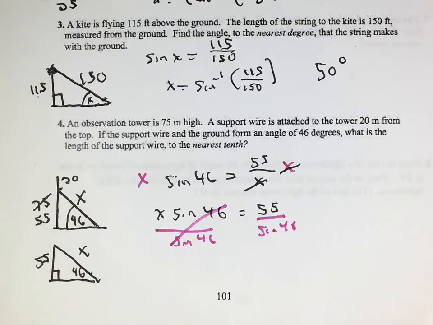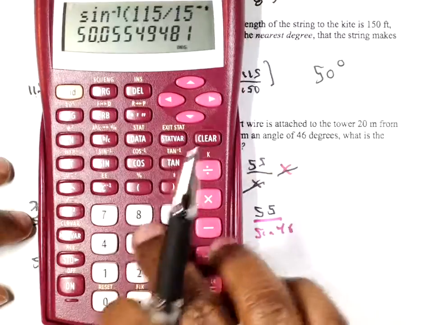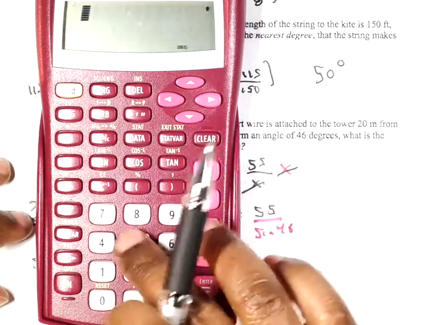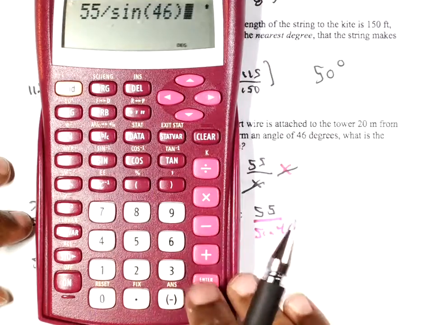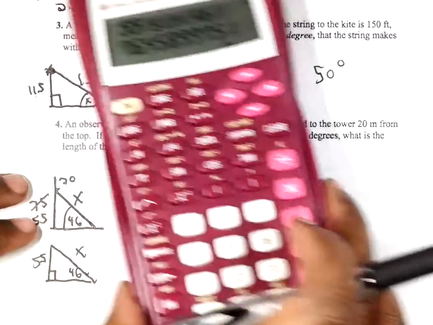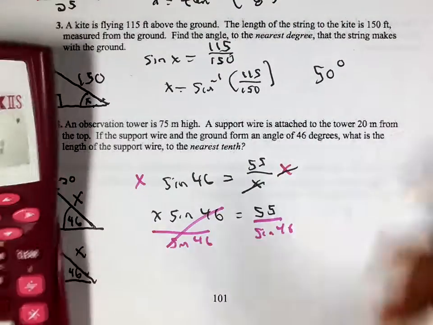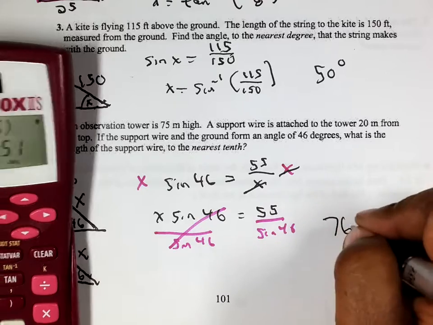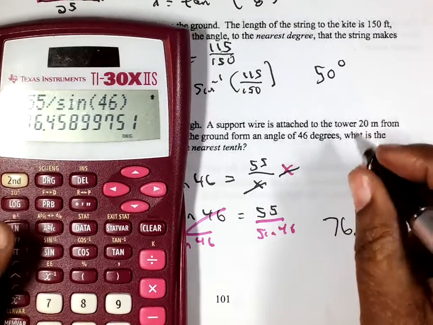So in my calculator, I just have 55 divided by sine of 46. And I get 76.4589, and we want it to the nearest tenth. So 76.5.